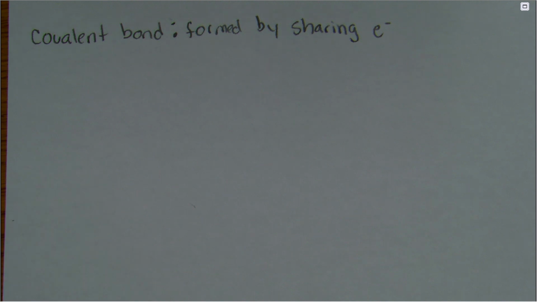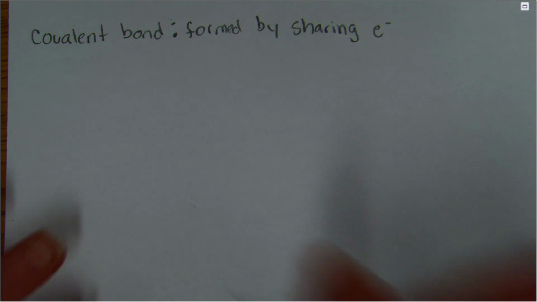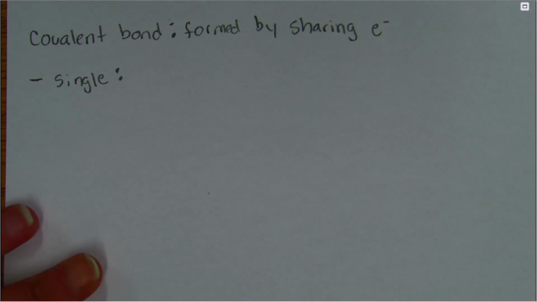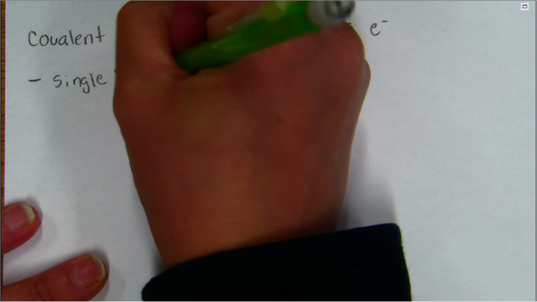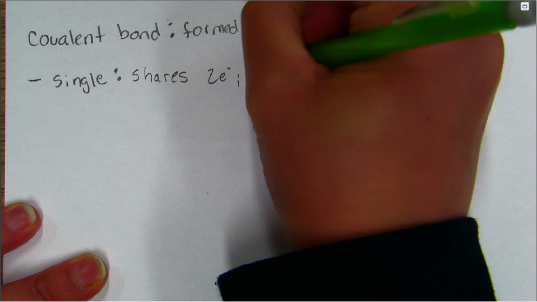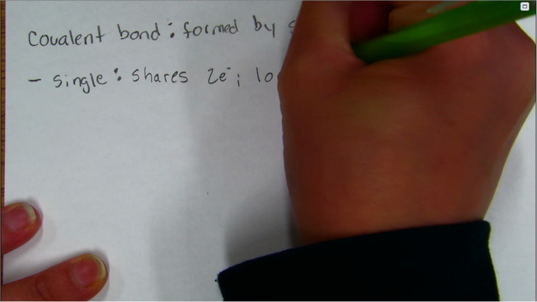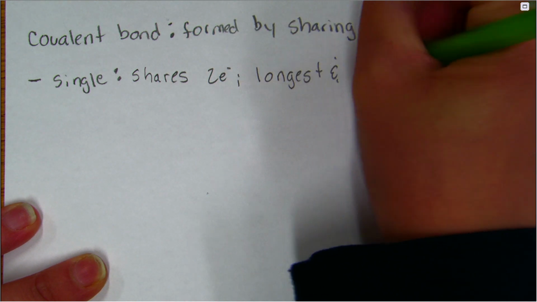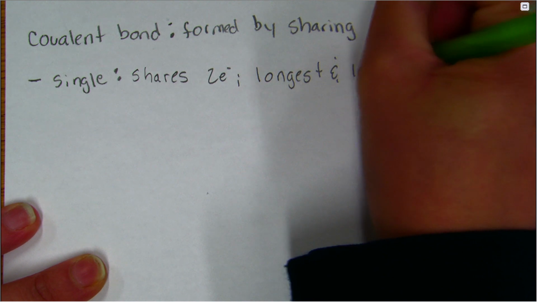Now there's three types of covalent bonds. We can have a single bond, and this is going to have two electrons that are shared. It is also the longest of the bonds, and it requires the least energy to break.